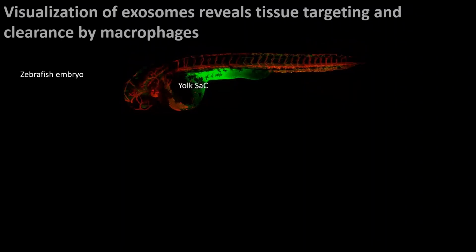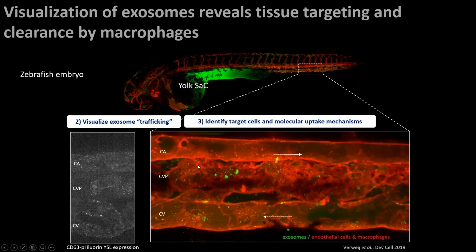Another way of visualizing exosomes and how they function in vivo can be done using zebrafish. In this case, it was a zebrafish embryo, where they made the yolk sac fluoresce green. So only this organ is green. Everything else shouldn't have any green fluorescence. Any green fluorescence outside of this region is mediated through exosomal transport.